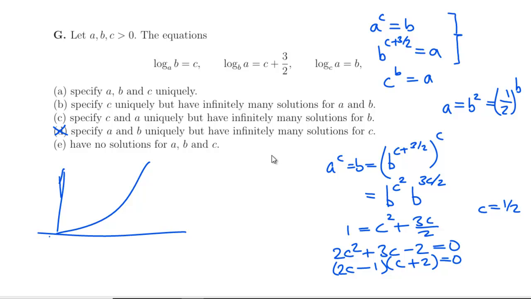And then we've got half to the power of b. So this is our a, this is our b. We've got a is b squared, and half to the power of b is going to go through here, it's going to go through 1. And as b increases, this is getting smaller and smaller. So we're just going to have one solution for whatever a and b are for that c. So we've got a unique set of values.